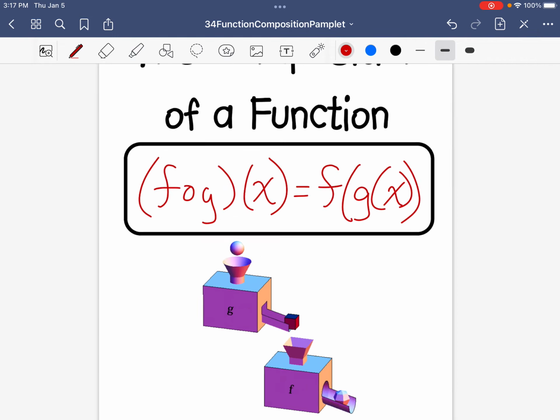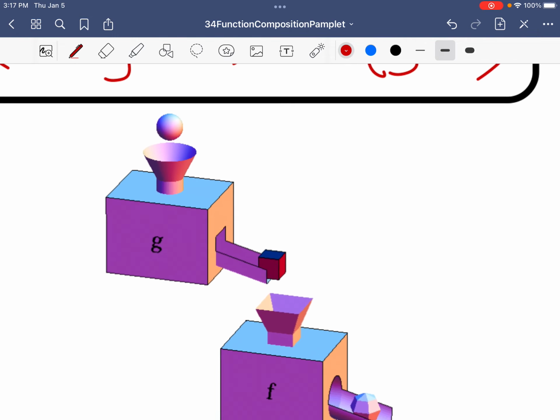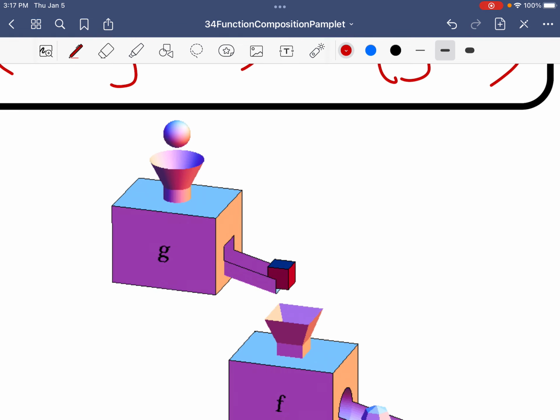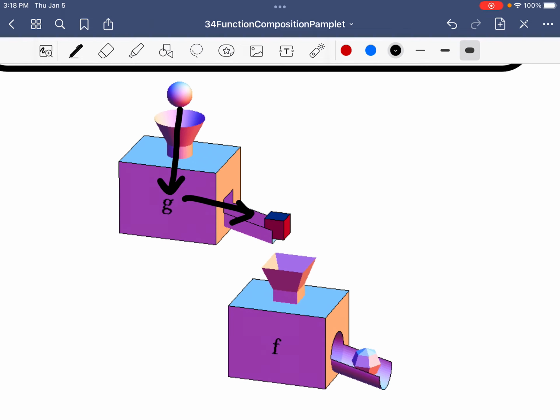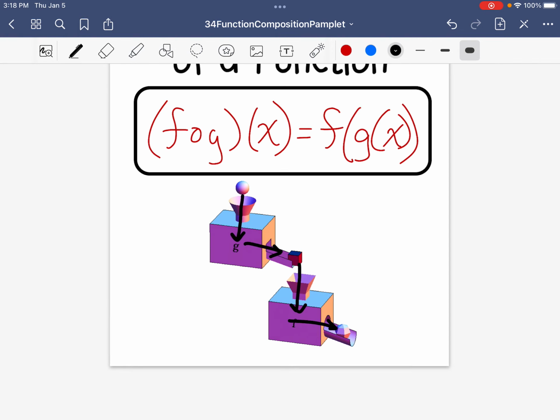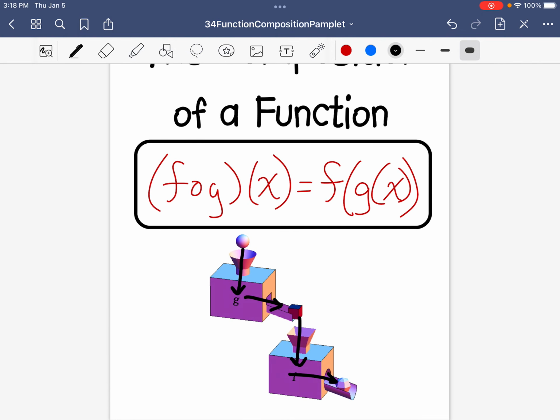Now, what you're going to find out is that when you plug a function into a function, you first plug into the g function. So it's kind of like we're plugging this ball into the g function. And then out comes, well, for this problem, out comes a cube. It's kind of interesting. And then, oh, look, we're going to plug a cube into the f function. And eventually, out comes this three-dimensional object. Yeah, function composition. It's plugging functions into functions, eventually getting some type of new output.